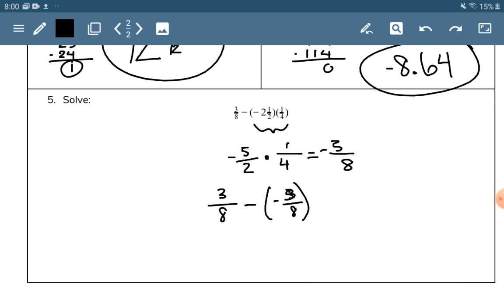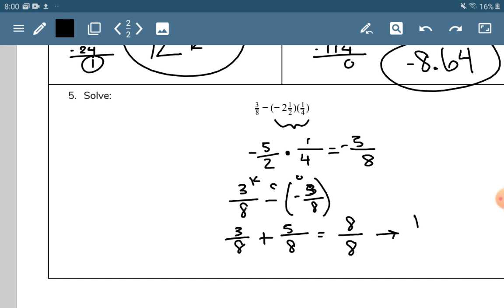Since I said minus, I need to do keep, change, opposite. I'm going to keep 3/8, change to addition, and turn my last number into the opposite, which would be a positive 5/8. I am going to make sure I have a common denominator, which I do conveniently. And that means I'm going to add my numerators. 3 plus 5 is 8. My denominator stays the same. 8 over 8 simplifies to 1 whole.